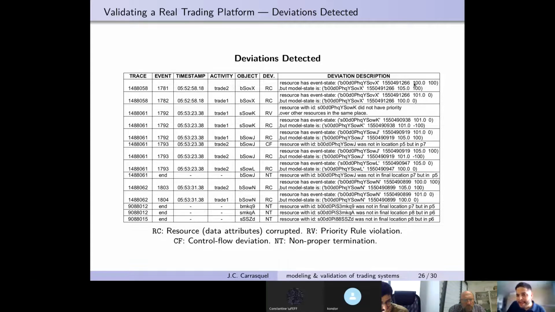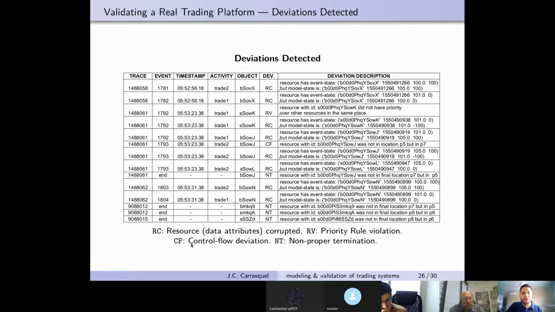So this means, if I remember correctly, that the price after the trade changed from 100 to 105, but this shouldn't have happened. And similarly, we can capture another kind of deviation. This is about resource corruption, but there can also be violation of priority. So maybe a token was selected before another, violating a priority rule.